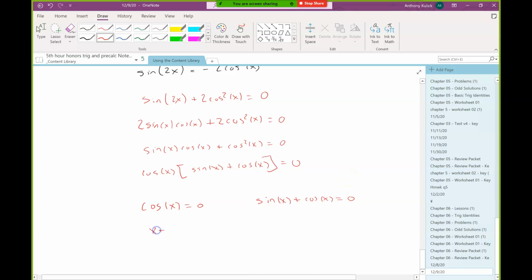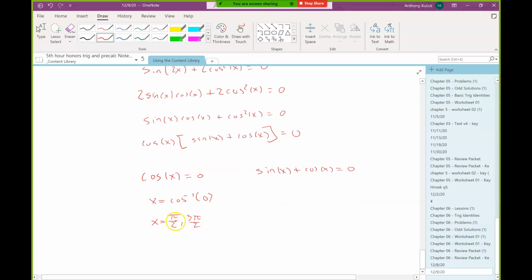So here I get x is cosine inverse of 0. And if I look at the unit circle at the places where the x coordinate is 0, that happens at pi over 2 and 3 pi over 2. But those aren't actually the answers that I want, because the answers I want need to be between negative 4 pi and negative 2 pi. So all I'm going to do is find answers that are coterminal to these two.